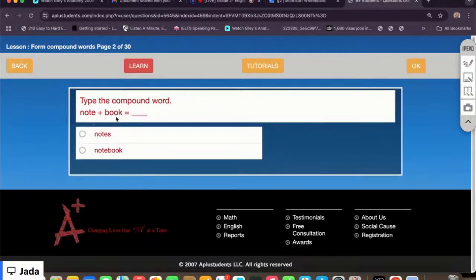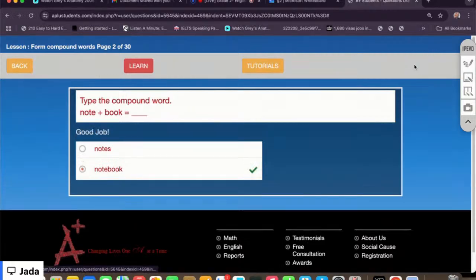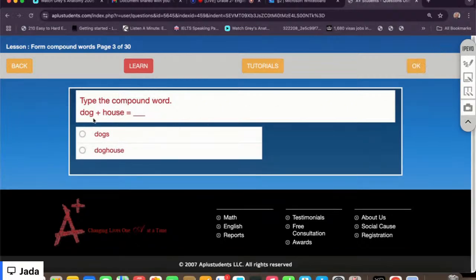Correct. We have note plus book. What's our answer? Note plus book gives us what? Share your answers on the chat. Let's interact. Correct. We have notebook here. So notebook. That's correct. Next one we have dog plus house.